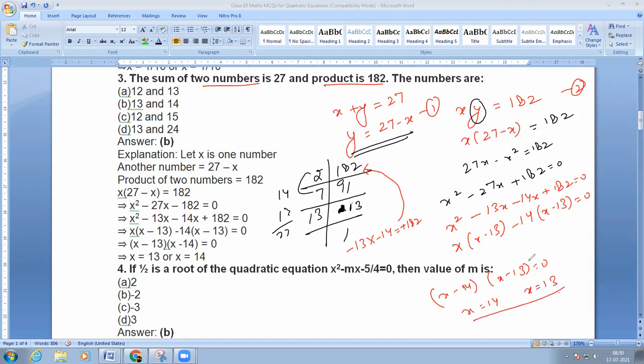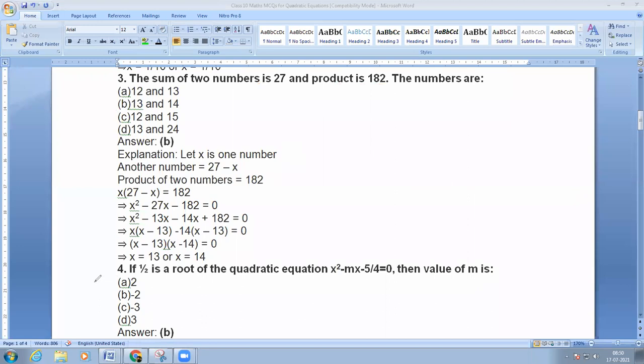Okay, so the numbers are equal to the roots of the equation which has been formed, that is, the quadratic equation with roots 13 and 14. So the answer will be B. So now we are coming to question number 4.